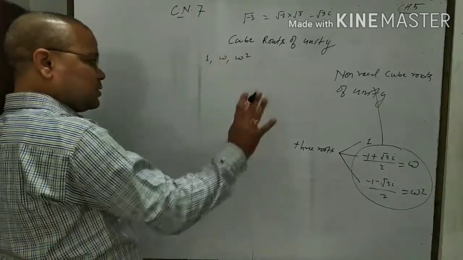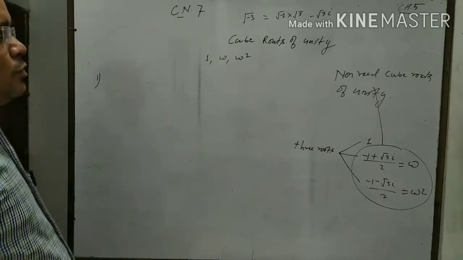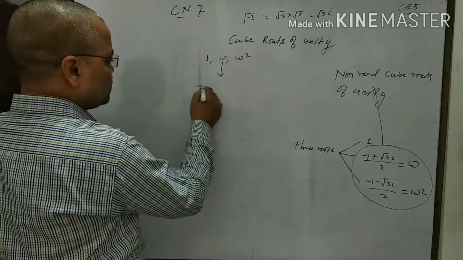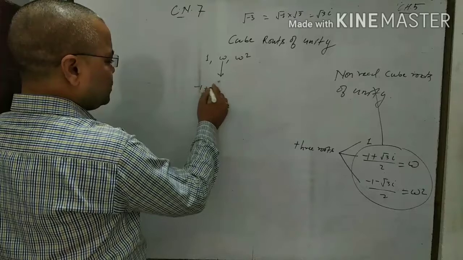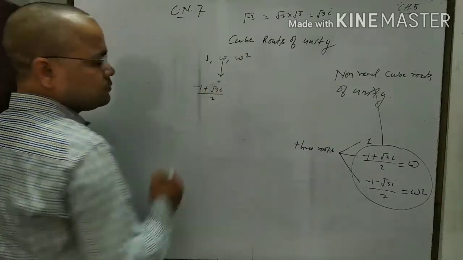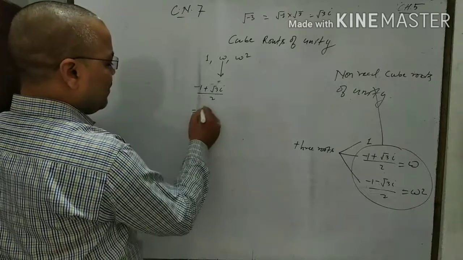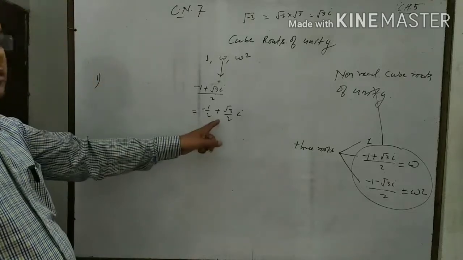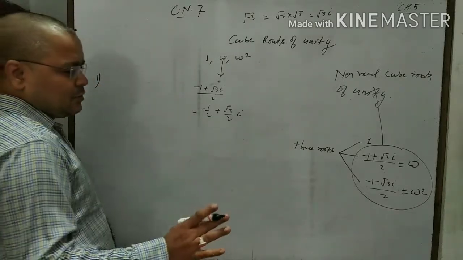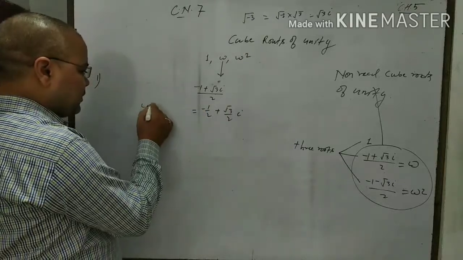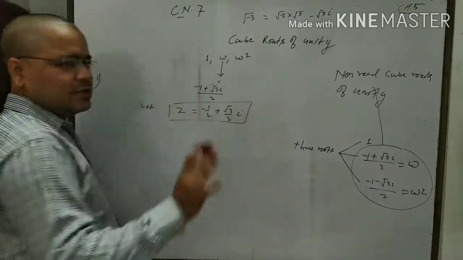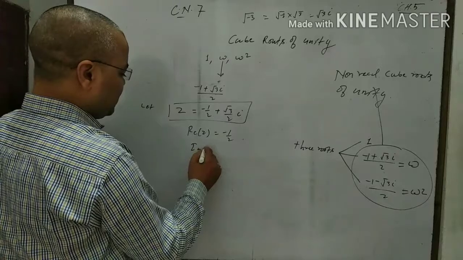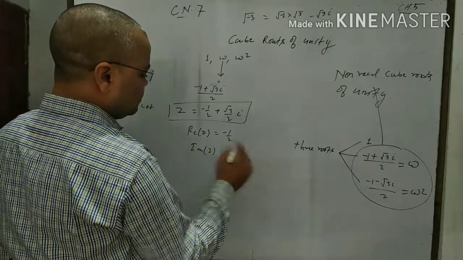Here we can write the first root of the cube root of unity is 1. This is the second one. Let its value be -1 plus root 3i by 2. This can be written as -1 by 2 plus root 3 by 2 i. What is this? This is a complex number. Let this be z. Here the real part of z is -1 by 2, and the imaginary part of z is root 3 by 2.